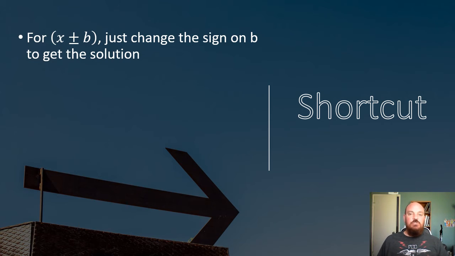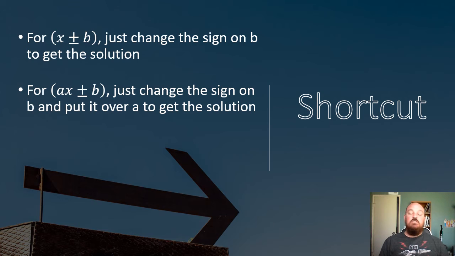If your factor is just x plus or minus b, any number b, it doesn't matter if it's a plus or a minus. All that matters is that there's no number in front of the x. Then all you have to do is change the sign and you're done. Very, very simple.